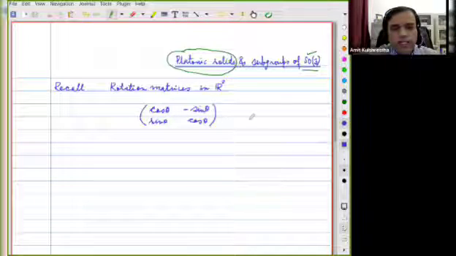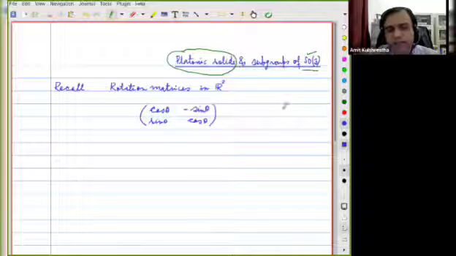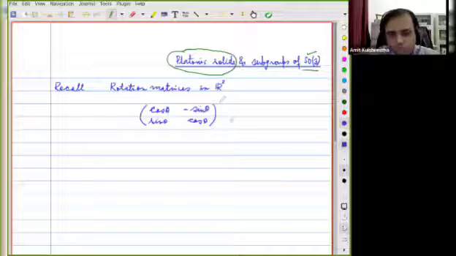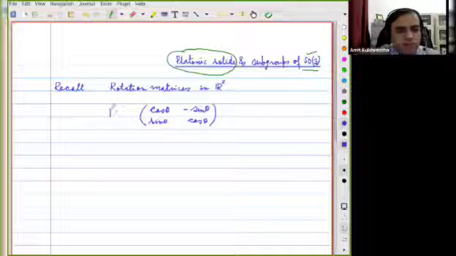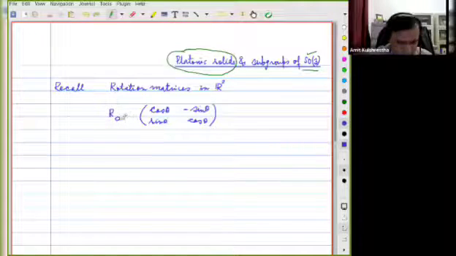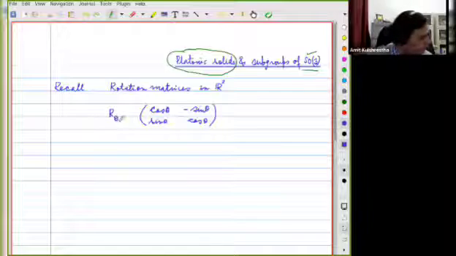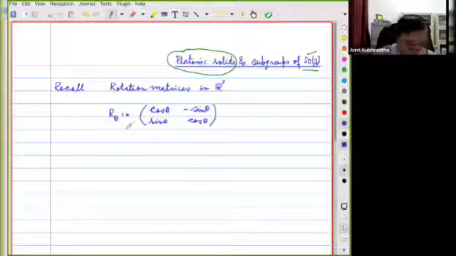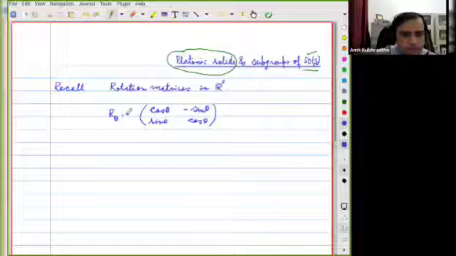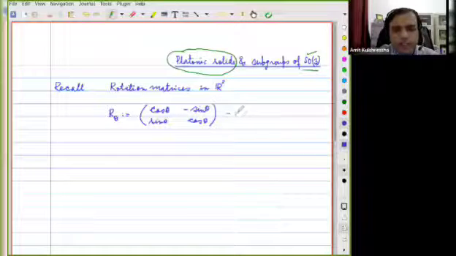what you get is a cos theta minus b sin theta, and then you get a sin theta plus b cos theta, which are precisely the coordinates of the point which is obtained after rotating the point a comma b. Okay, so this would be called rotation matrix. Rotation by theta. So these matrices are rotation matrices. So this is rotation by theta.